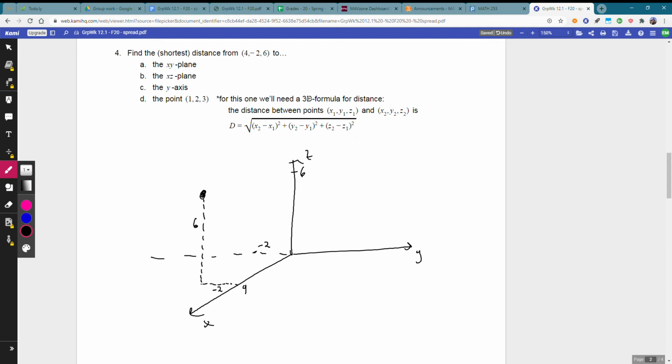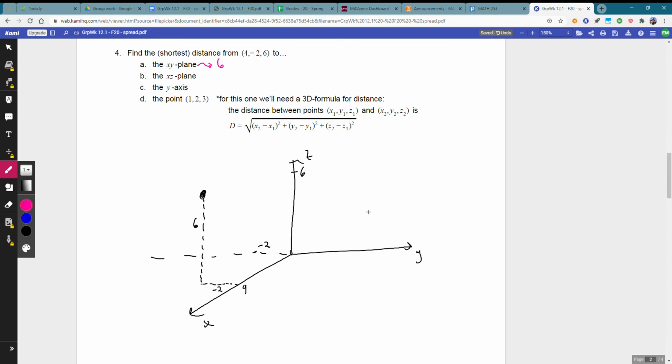Beauty. All right. So what's the shortest distance from this point to the xy plane? Well, the xy plane here is just down here, and the fastest way to get there is straight down, right? And so actually it's this z coordinate of 6 that is the shortest distance to the xy plane. So that distance up here is 6.